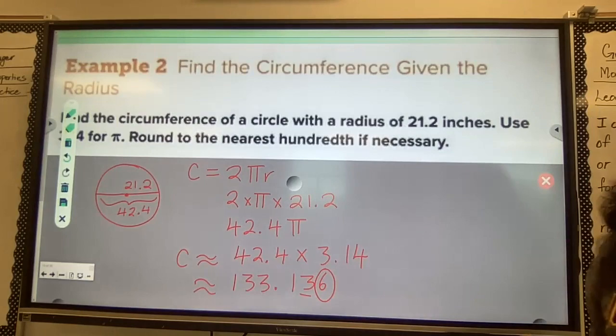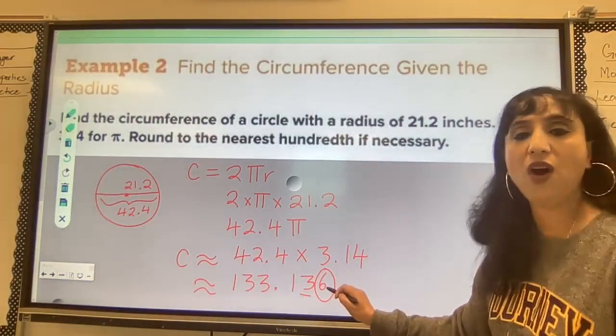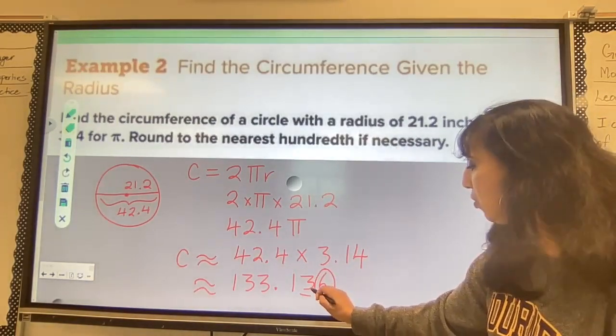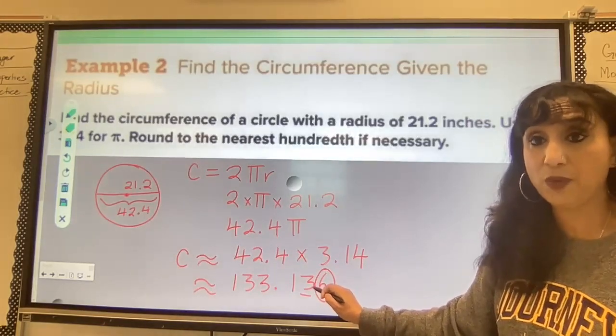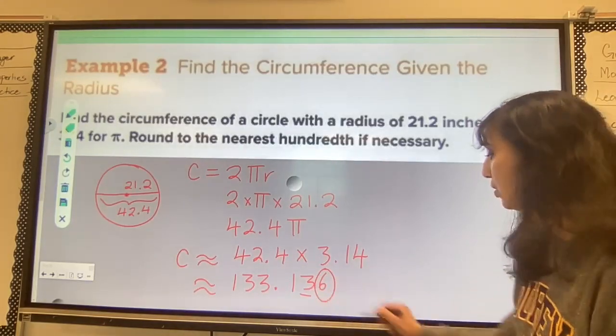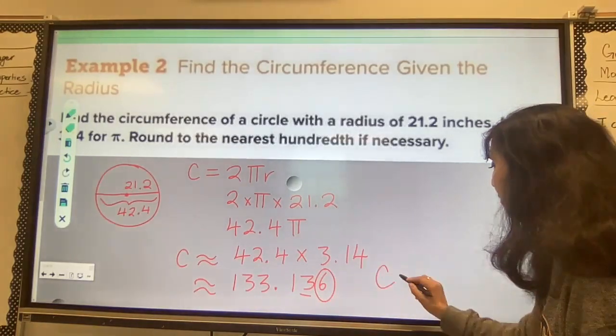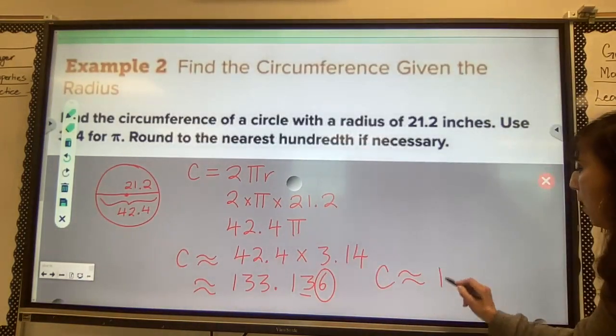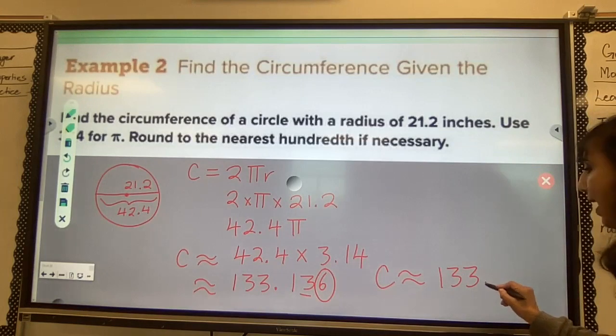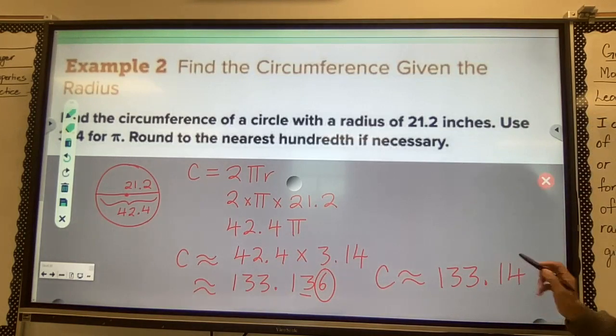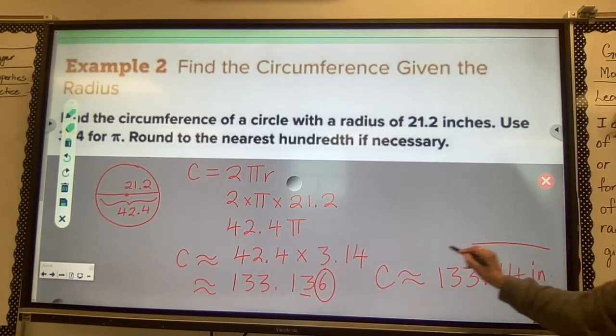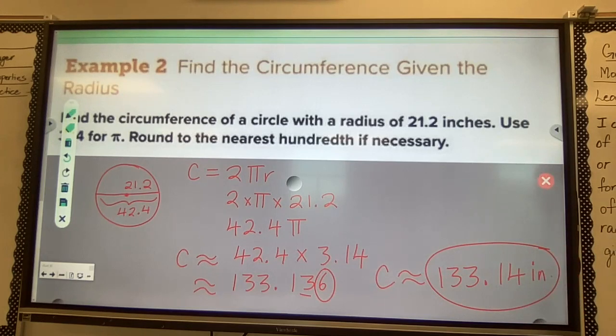Based on the rules for rounding, if this is 5 or higher, this number is going to become bigger, right? One more, we go up. So my answer, the circumference, is approximately 133 and 1400 inches. Okay, so this is my circumference, in order to calculate this when the radius only is provided.